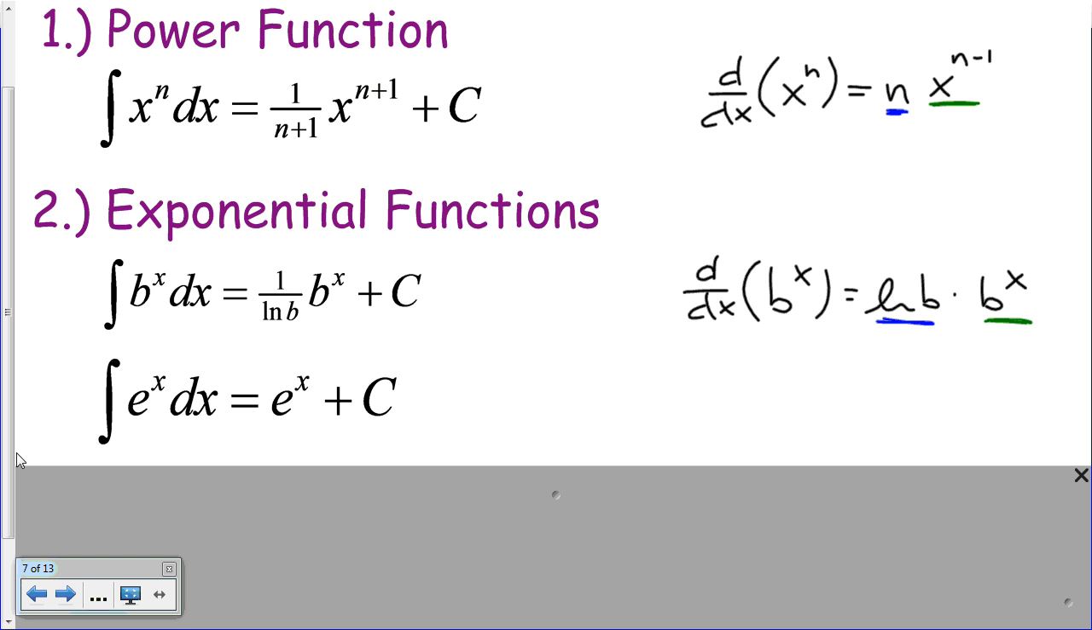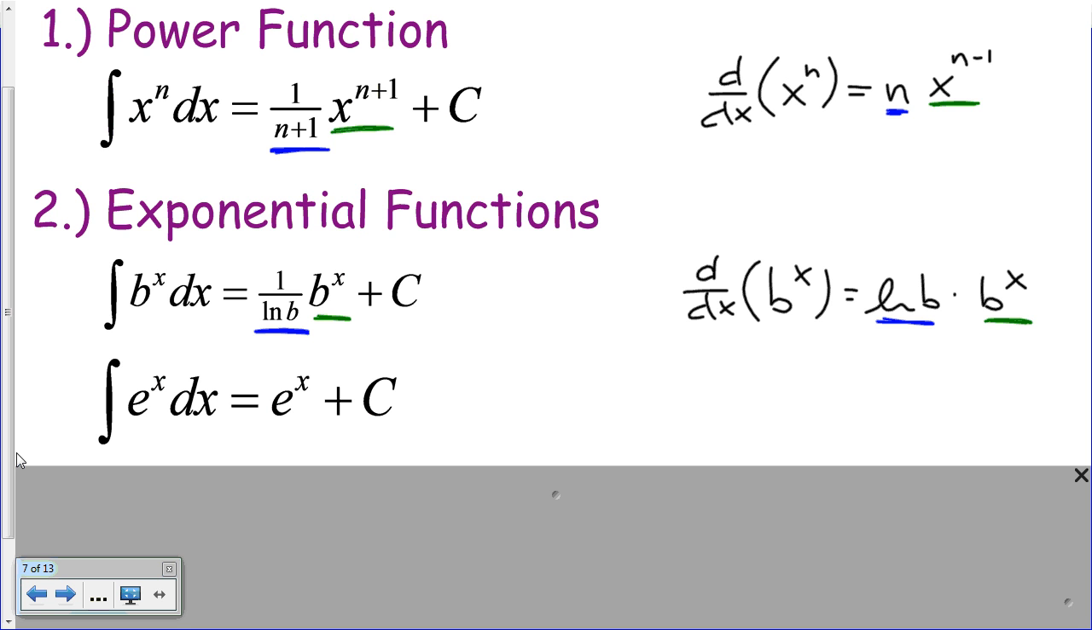Now, if you look at the antiderivatives, it's very similar as well. In the case of the antiderivative, look again that first of all, you're dividing by some constant for the power function. You're dividing by n plus 1 or multiplying by the reciprocal. And with the exponential function, same thing. You're dividing by some constant, the natural log of b. And then in both cases, again, you're multiplying by some function that's very similar to what you started with. In the case of a power function, it's x to the n plus 1. And in the case of the exponential function, it's the exact same function you started with, b to the x.